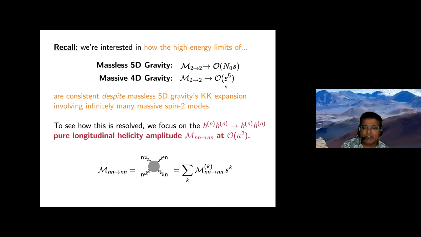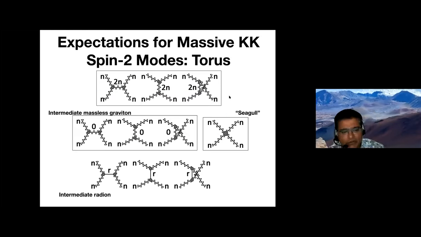And we want to understand why, unlike what happens when you just have massive 4D gravity, where your naive expectation is S to the fifth. So somehow there have to be cancellations hidden inside the KK theory, which take you down from S to the fifth, or energy to the tenth, down to order S, or energy squared. So that's the computation that we're going to do, and we'll do it for the torus. It proceeds, at least in outline, very much like the Yang-Mills case.